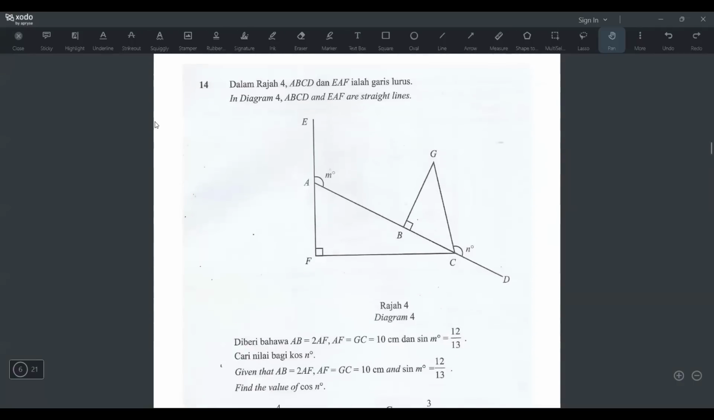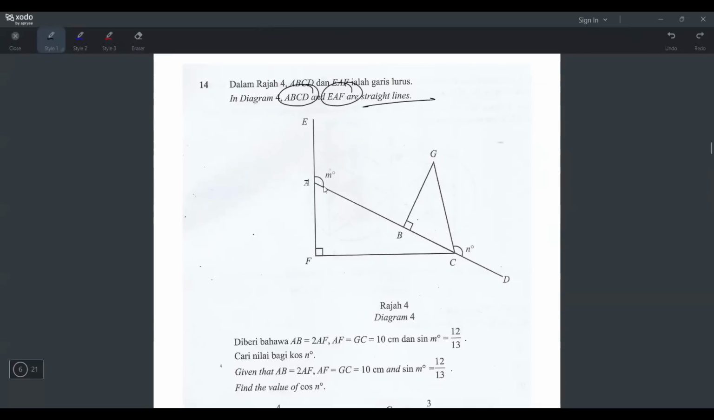Okay, let's do 14. Okay, in diagram 4, A, B, C, D, E, A, F are straight lines. Let's check A, B, C, D, this one, okay. And then E, A, F, this one is a straight line. Okay, no problem. Given that AB is 2AF, what's the meaning? It means the AB ratio is 2 and the AF ratio is 1.